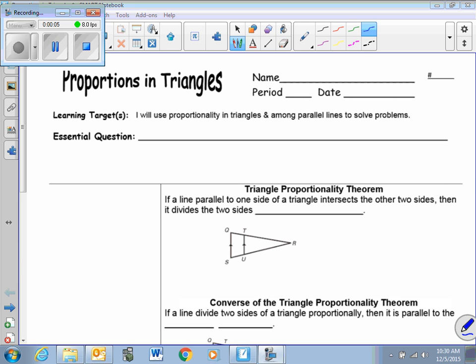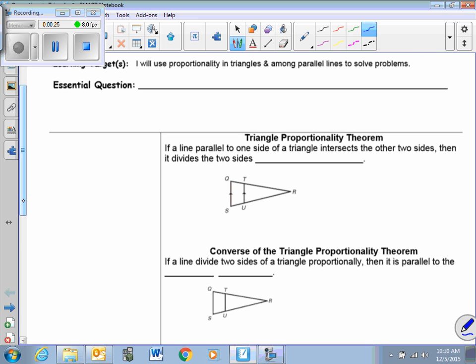This is Mrs. Schmalder, and I'm going to teach you about proportions in triangles today. Our goal here is to learn to use proportionality in triangles and among parallel lines to solve problems. So please take a pause right here and write your essential question. All right, we're going to start off with some theorems. Of course, we love our theorems.